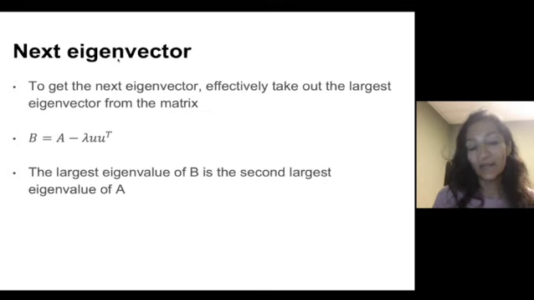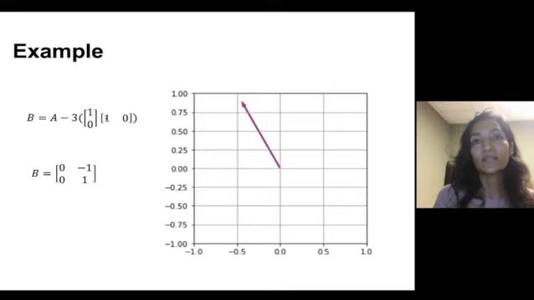The next eigenvector can be found using this method, but you first have to take out the largest eigenvector. To take it out, we form the outer product of u times u transpose, scale by lambda, which here was 3, and then you subtract that from A. So now B is this new matrix whose largest eigenvalue is the second largest eigenvalue of A. So we took the eigenvector corresponding to eigenvalue 3 out, and now we have this new matrix, and we see its eigenvector immediately within 1 to 2 iterations.